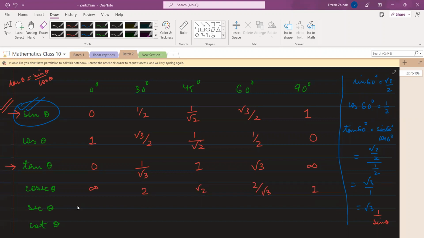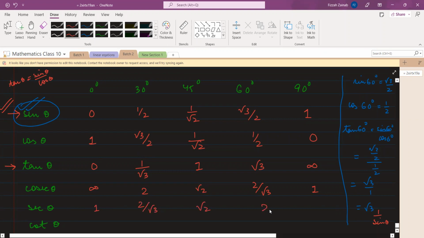Now sec is 1 by cos. So you can take inverse of cos values. 1 by 1 is 1. This will be 2 by under root 3. Under root 2, 2. Right, now 1 upon 0 is again not defined. So now tan, just invert it. So 1 upon 0 will again be not defined. This will be under root 3, 1. This will be 1 by under root 3, and 1 upon not defined is 0. I hope this is clear to everyone.